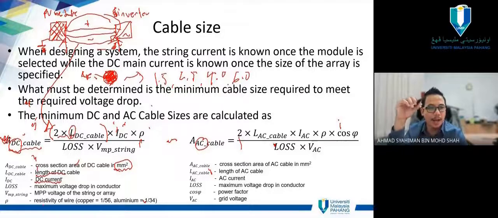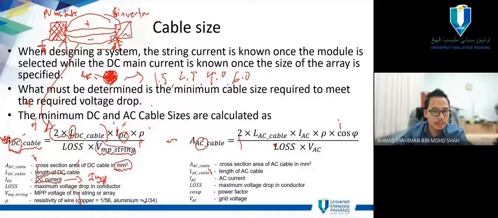Tapi kalau kita pakai IMP, nilai dia akan jadi sedikit kecil. Tapi untuk kes ni boleh pakai IMP lah. Yang ini boleh pakai IMP. Kita pakai IMP lah senang, sebab bawah ni adalah VMP string. So kita pakai IMP.